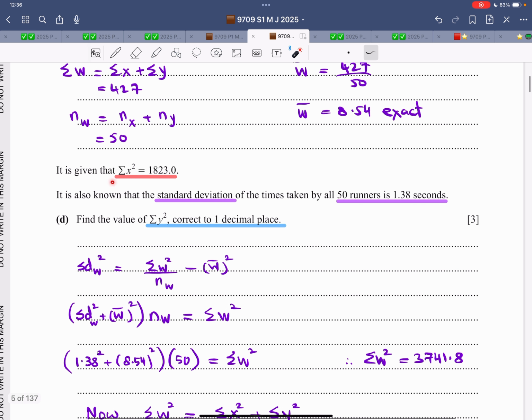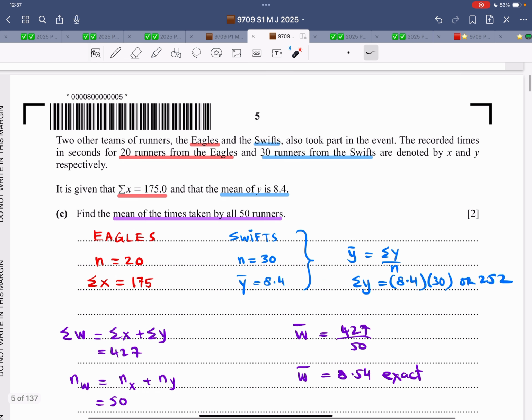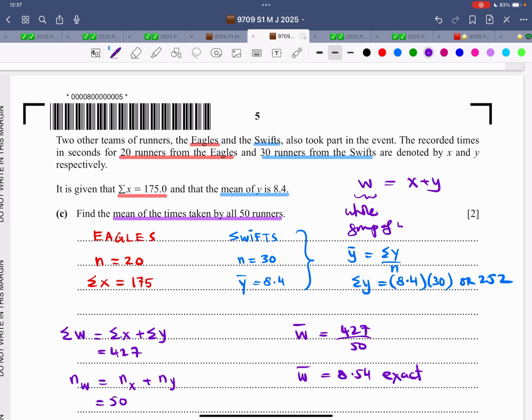It is also given that sigma X square is this much. It is also known that the standard deviation of the time taken by all 50 runners is 1.38. Find the value of sigma Y square. Another nice question. For the group, W is for the total. Let me write over here because I haven't specified this. W is basically X plus Y. W is for the whole group of 50.